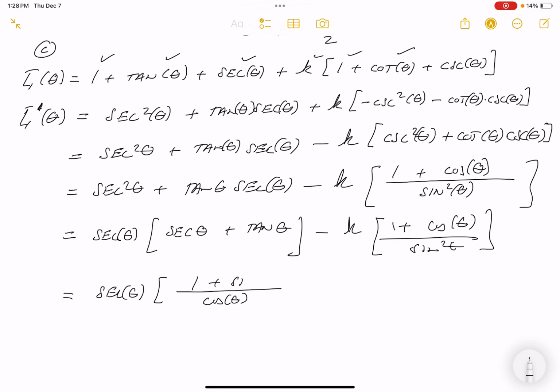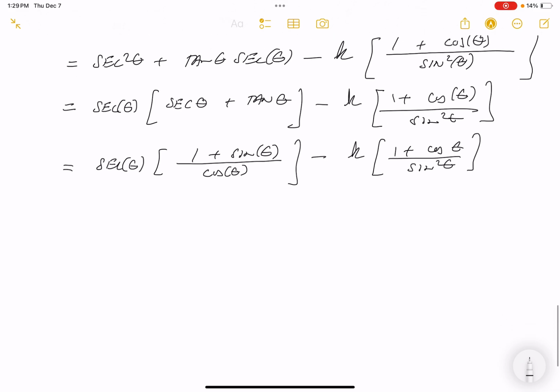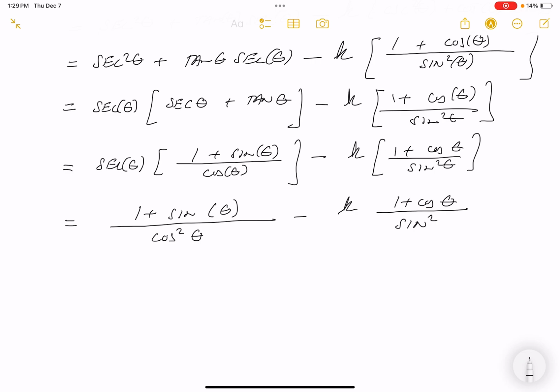And they get 1 plus sine theta. Let me just stop for a moment. It's not so bad. Minus k, 1 plus cosine theta over sine squared theta. Okay, I'm seeing something a little bit better. I'm seeing that maybe I could write this as cosine squared theta and 1 plus sine theta minus k. This is going to be 1 plus cosine theta over sine squared theta.